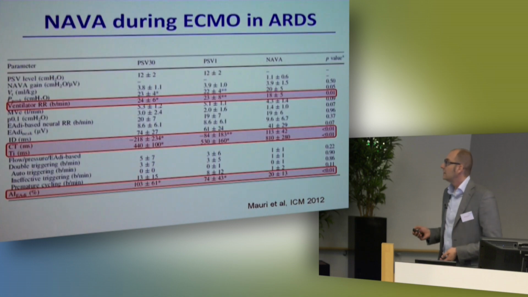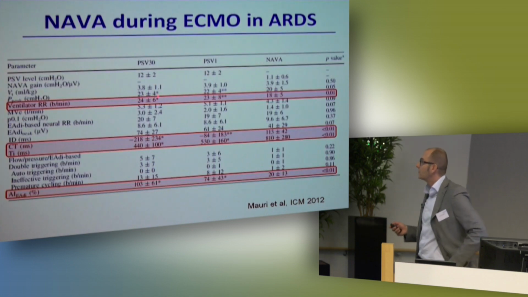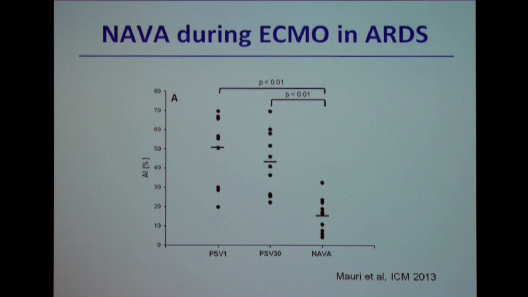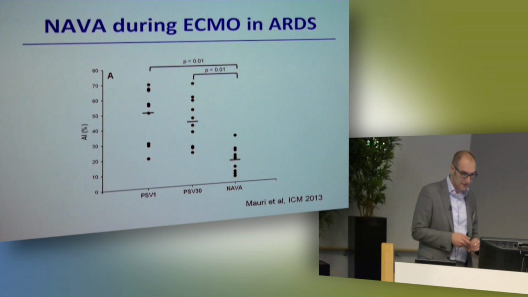And the results were that we saw a significant difference in respiratory rate with NAVA, probably due to double triggering, so the ventilator was counting 2 breaths instead of 1. There was a significant increase in the inspiratory time, and a significant decrease in the asynchrony index with NAVA. And this is the plot representing the decrease in the asynchrony index.